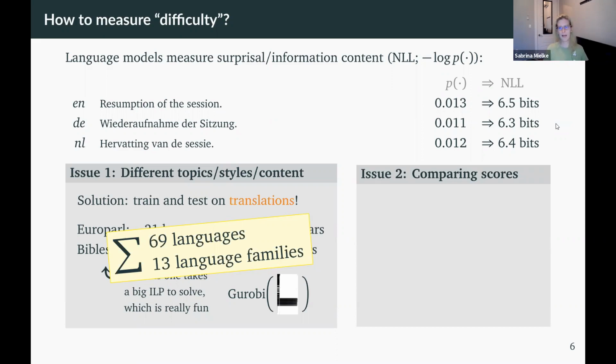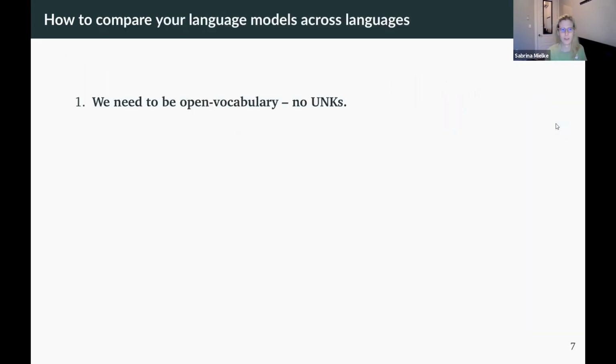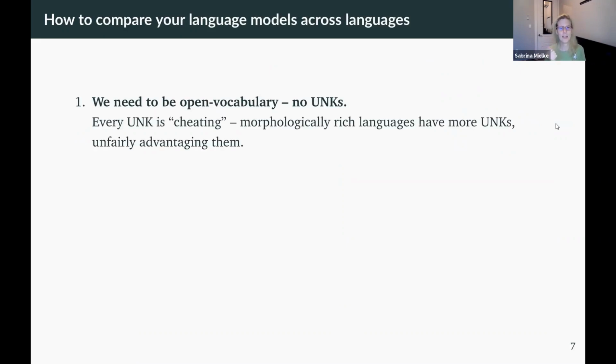The second issue we're going to have is, I kind of said, look, we can compare the probabilities, the bits. Okay, great, but we really need to be careful here. In particular, we need to use the total number of bits of an open vocabulary model. Okay, why does that matter? Why can't we do other things? So first of all, why do we need to be open vocabulary? We can't use UNKs because every UNK is cheating.